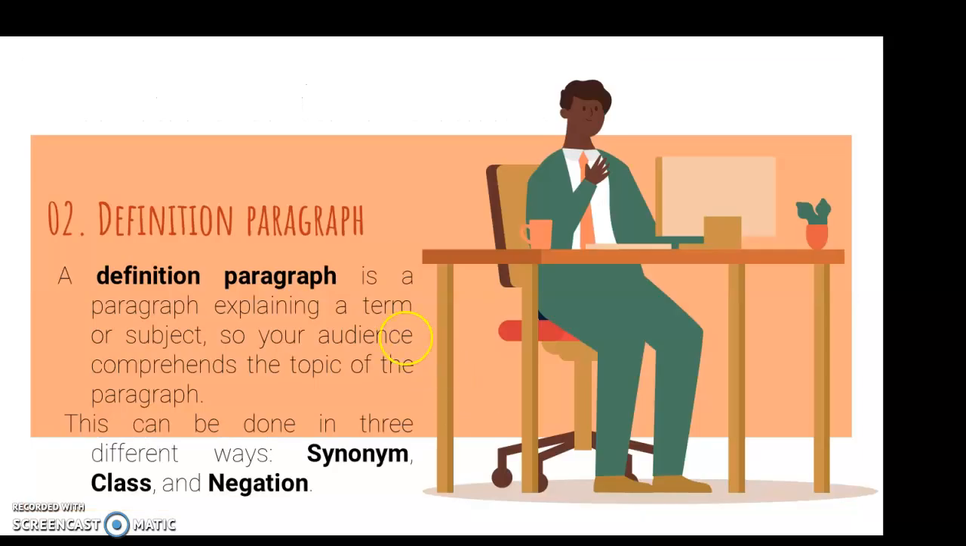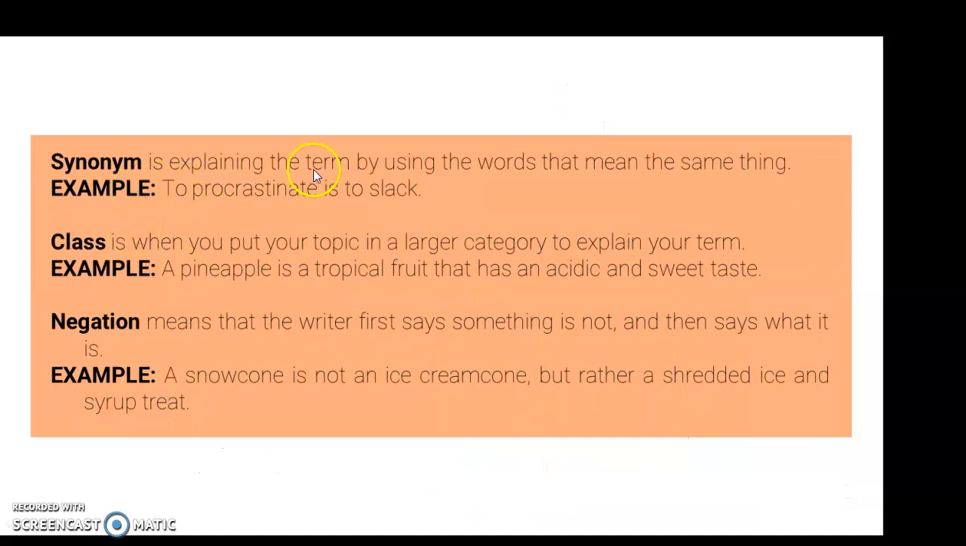So let's begin with the first one, definition paragraph. A definition paragraph is a paragraph explaining a term or subject, so your audience comprehends the topic of the paragraph. This can be done in three different ways: by writing synonyms, by writing through class, and negation. I know that the word class here may confuse you and may lead you to think that this one is a classification paragraph. However, you will see the difference later. Why a synonym? A synonym is explaining the term by using the words that mean the same thing. Example, to procrastinate is to slack, so you may use either or.